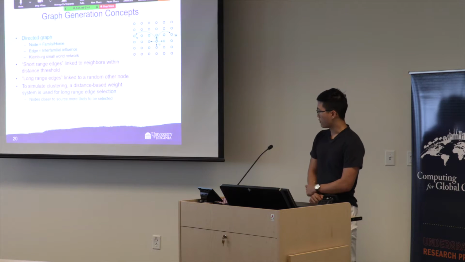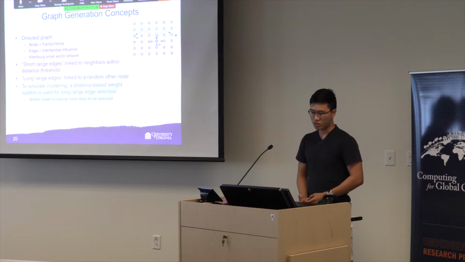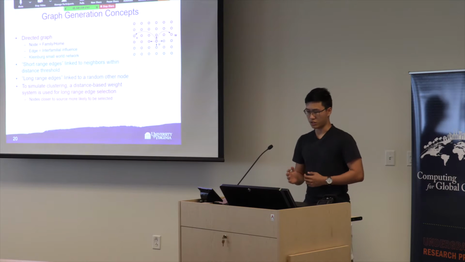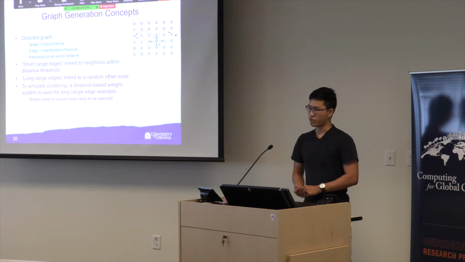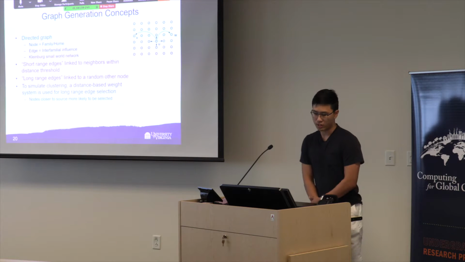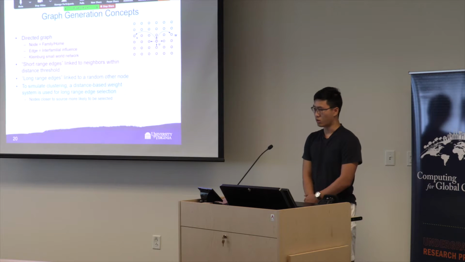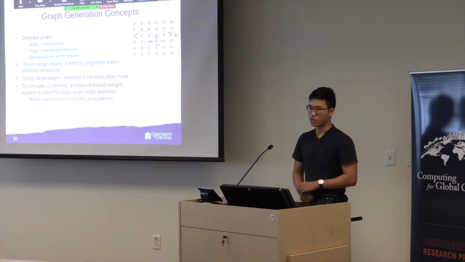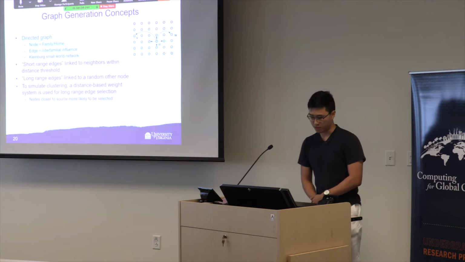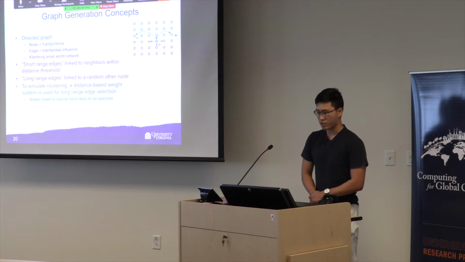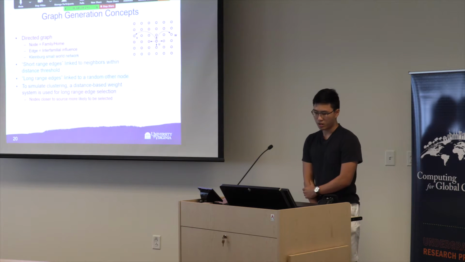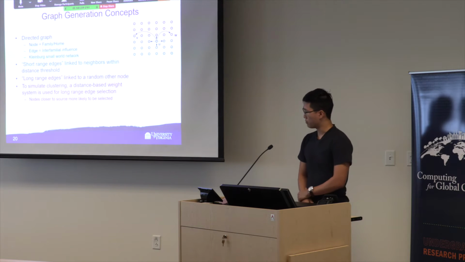The edges within this graph consist of short-range edges, which simulate neighbors, so people within a certain geographic distance threshold of one another would be influenced by their neighbors, and long-range edges, which represent more geographically distant friends of the families who would nonetheless still have influence. To simulate clustering in these networks, we utilize a distance-based weight system, which is used for the long-range edge selection.